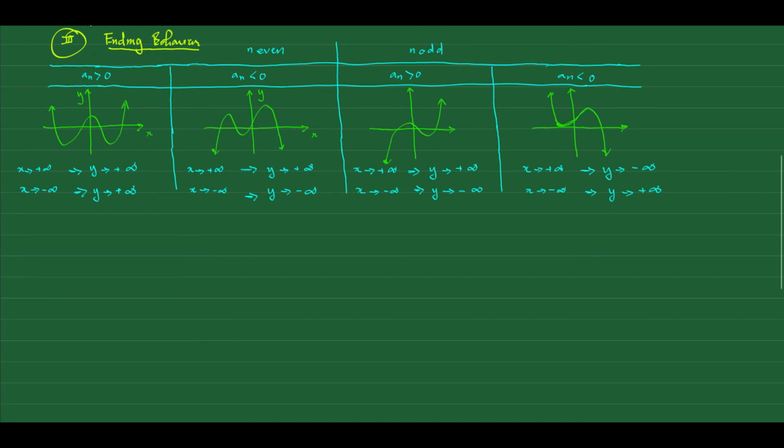All right, let me give you an example. In this example, I'll give you a polynomial function in factored form. It must be in factored form. I have something like negative 2, times 3x minus 6 raised to the 4th power, times x plus 1 raised to the 3rd power.